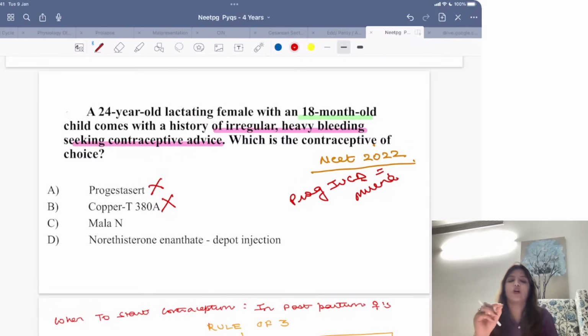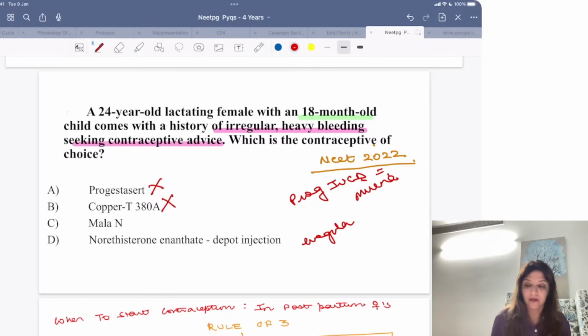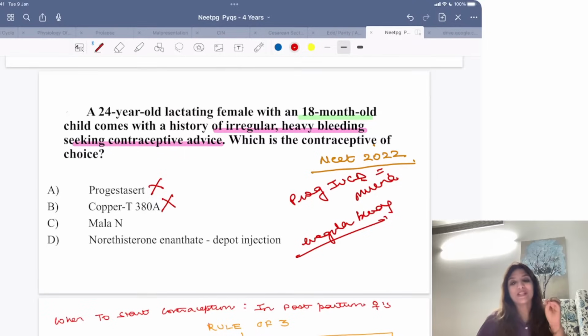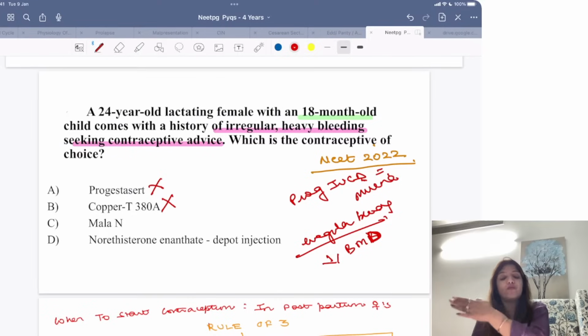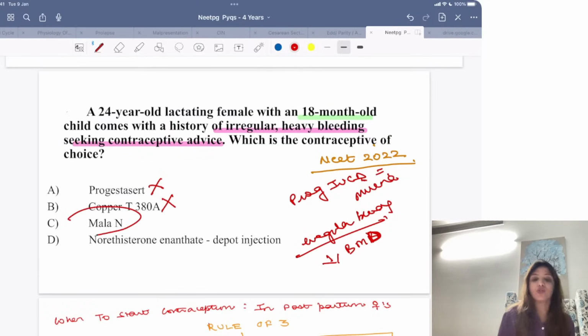All progesterone contraceptives also lead to irregular bleeding. So a complication of these injections is irregular bleeding, and this female already has irregular bleeding. Plus, a complication of progesterone injection is they decrease bone mineral density. And this female has been breastfeeding her child for 18 months, for 1.5 years. So already calcium in her body would be less. So my answer is going to be Mala N.